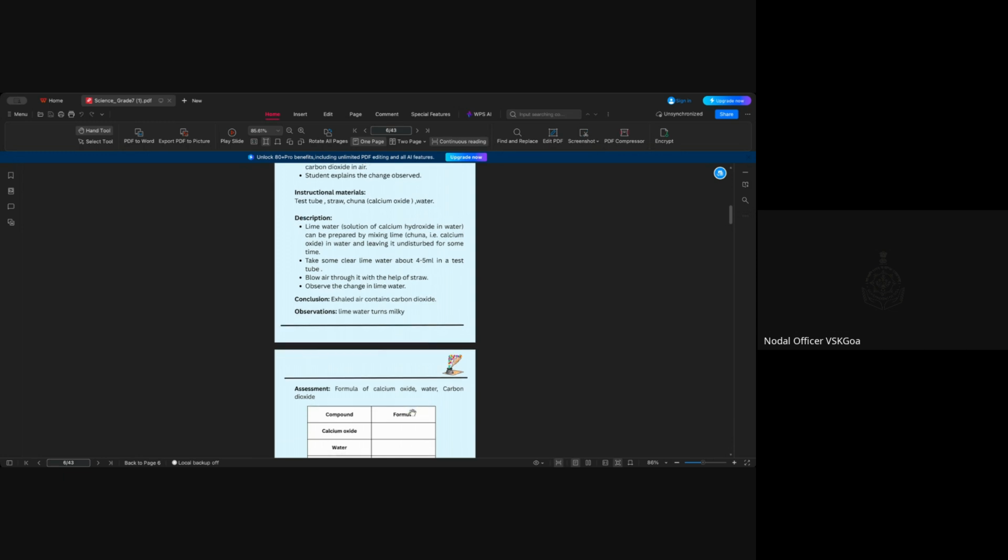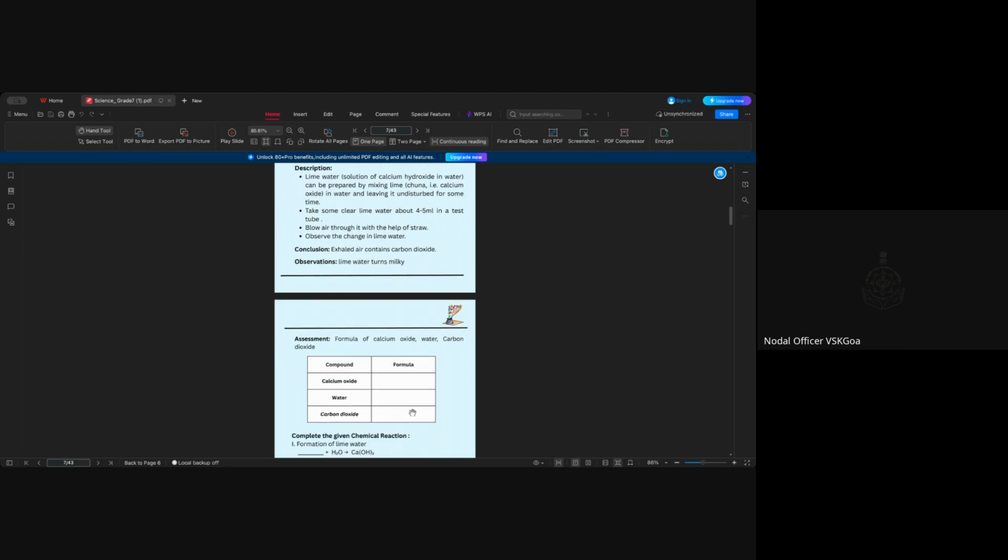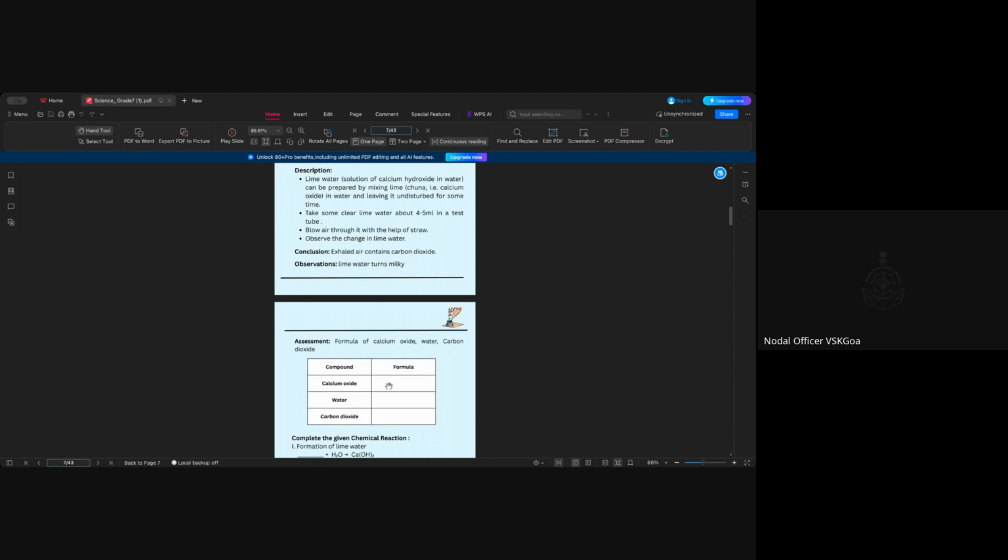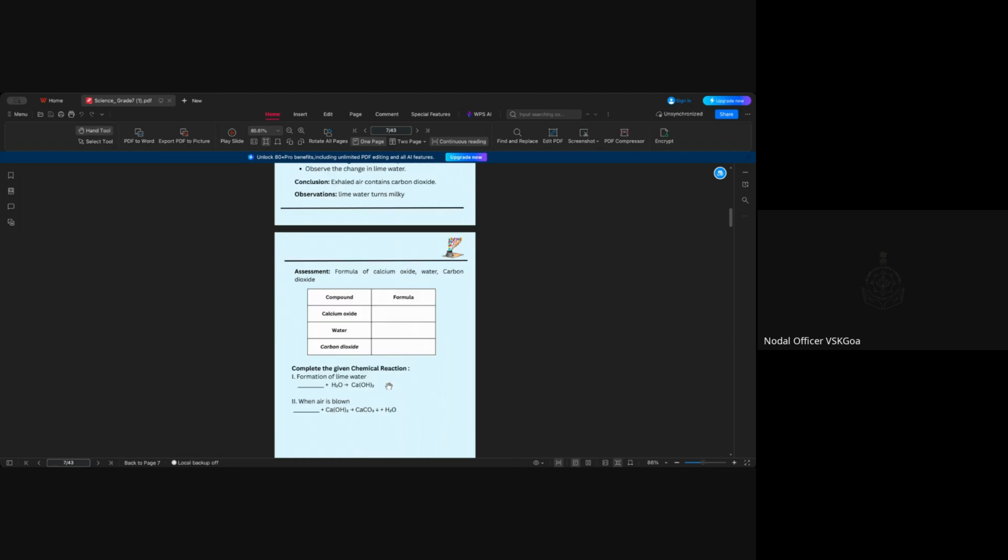Then one assessment part is observation, how the students are doing. Along with that, you can make students understand the different formulas of compound substances. So a simple one, let them attempt carbon dioxide, water, calcium oxide, though it may be difficult for them, but with your guidance, they can very well try to complete this table. Along with that, just to give them an idea or a hint at the start that there are certain chemical reactions for that.